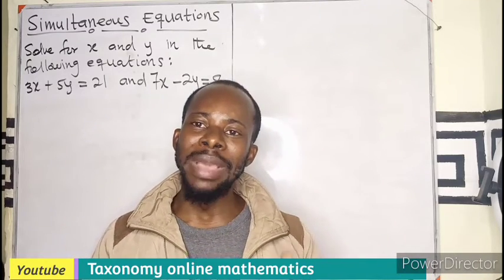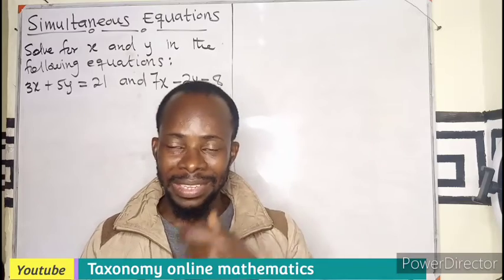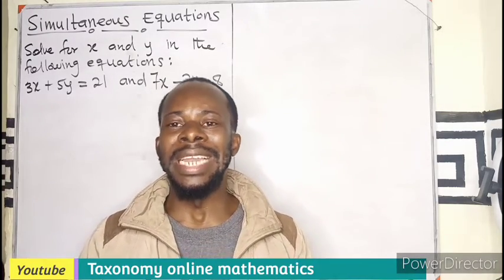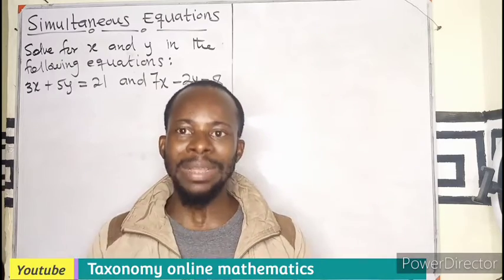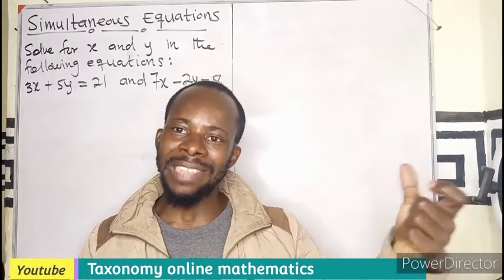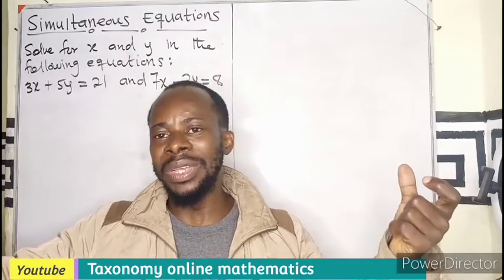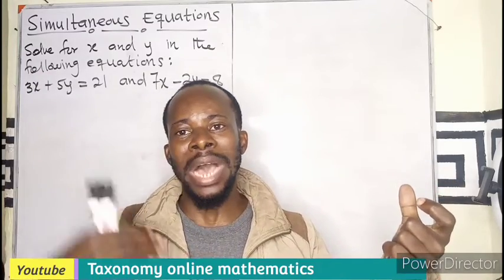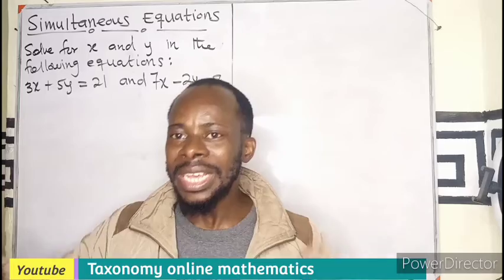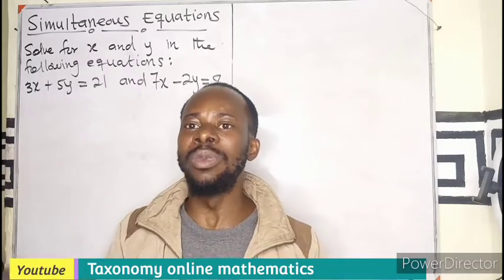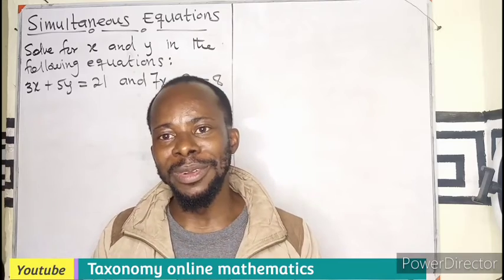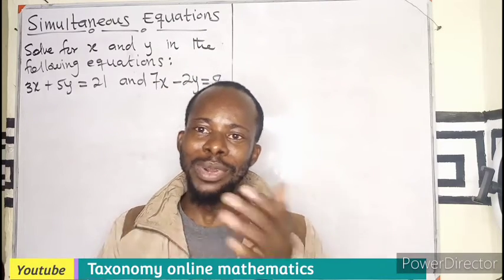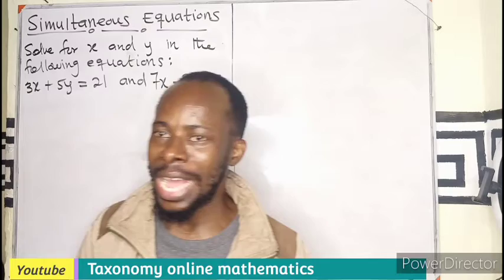Or you make x or y the subject in the first equation, then make the same x or y the subject in the second one. Since x is equal to something in the first equation and x is equal to another thing in the second equation, it means the two expressions are going to be the same. So you equate and find the value of the other variable. Good. I think we can put it into work and see how we can do that.